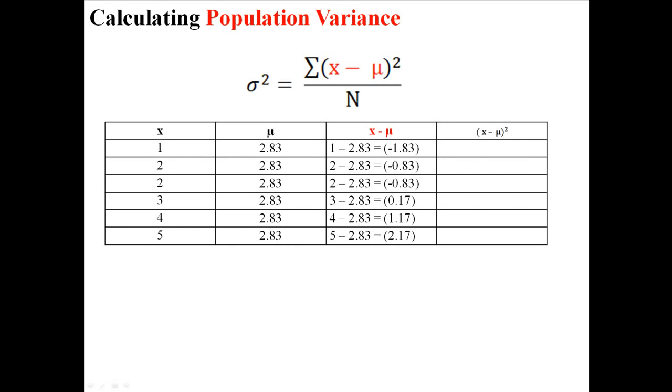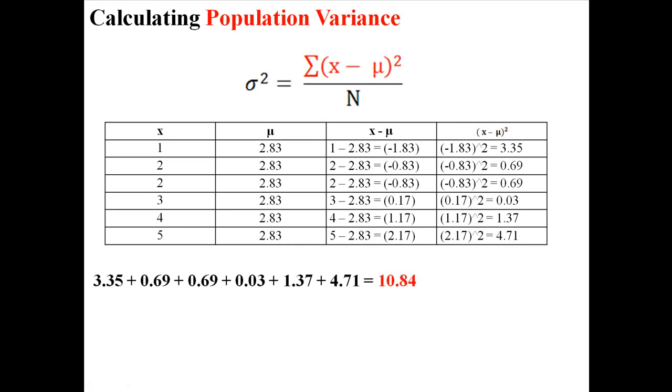So in order to actually do math with this, what we're going to have to do is square it like that. So now we have 3.35, 0.69, 0.69, and so on. So the top part of the equation, you can see things in red, that now we have to add everything together. That's what that sigma means next to the x minus mu squared. We have to add together all of those squared deviations. And when I add together those squared deviations, we get 10.84. Now the last step is to divide by n, how many scores we had. So when we divide 10.84 by 6, we get a variance of 1.81.